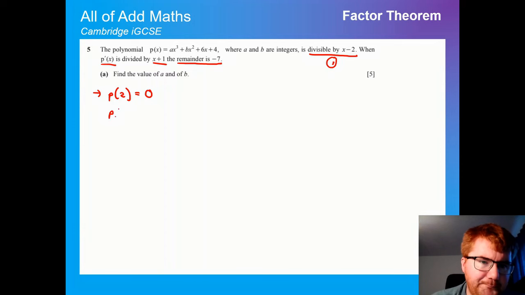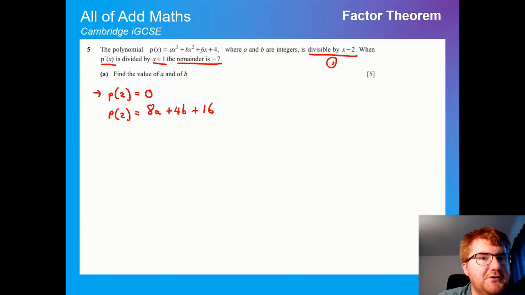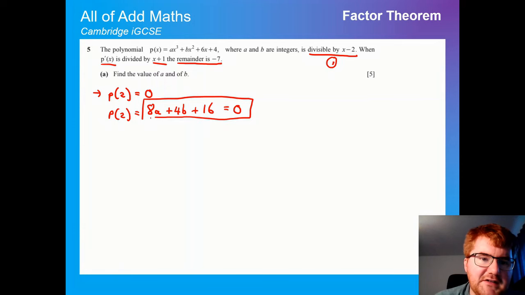So p of 2, so wherever I see an x here, I'm going to put a 2. So a times 2 cubed, that's equal to 8a. Then b times 2 squared, that's equal to 4b. And then we've got 6 times 2, that's equal to 12, plus 4 is equal to 16. So we're just substituting in x for 2, and we're told from that statement that this is equal to 0. So that's our very first equation which we have generated so far.